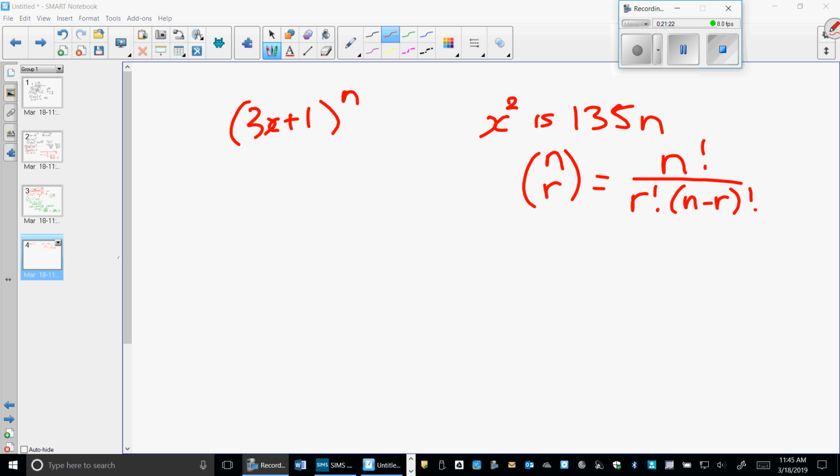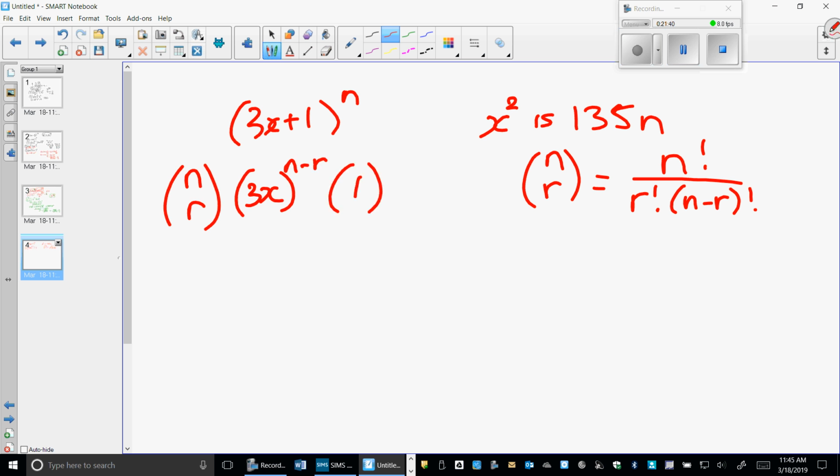Right, okay, so we've got this to the power n. Our general rule is we write that general thing first, yes? So we would have n choose r, 3x to the power n minus r, 1 to the power r.